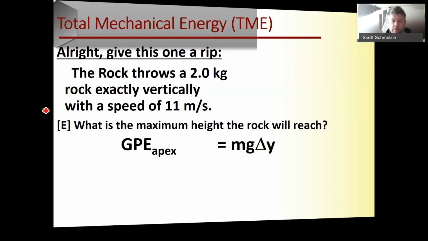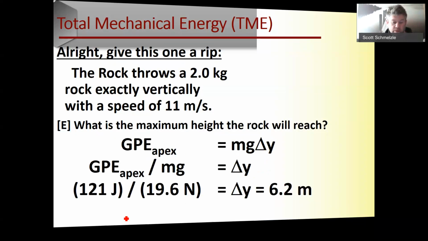So again, GPE at the apex is just the mass times the gravity times the change in height. Well, for us, to find out how high it went, we just rearrange it. So we take 121 divided by 2 times 9.8, because that's our gravitational acceleration for this problem. And we find that the maximum height that this rock was thrown was 6.2 meters. So we threw it with a velocity of about 22, 25 miles per hour, and he threw it about 19, 20 feet up in the air. And that rock is about a 5-pound rock.